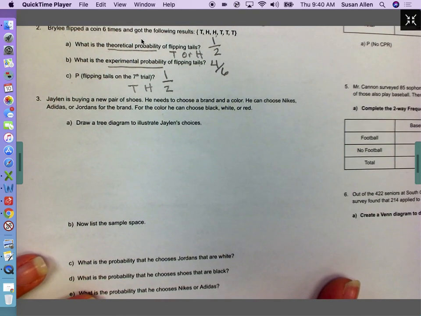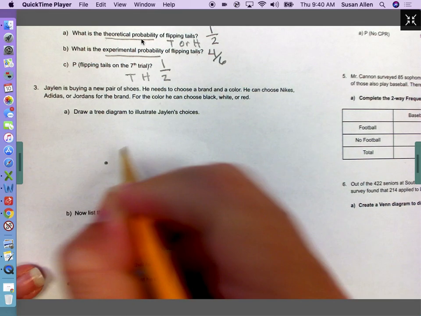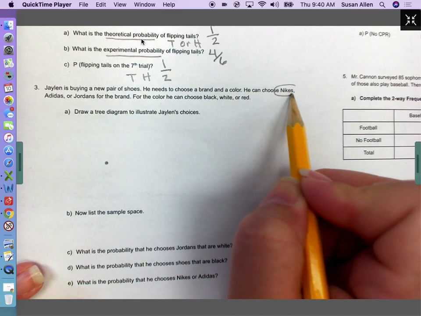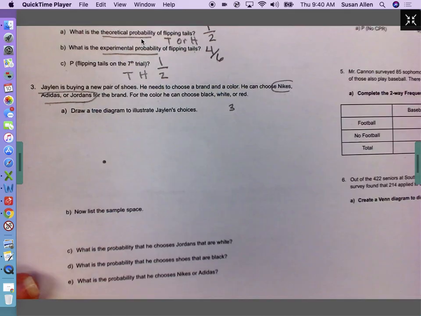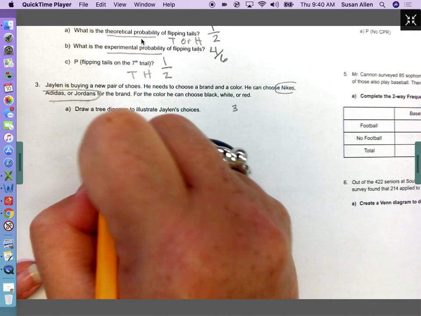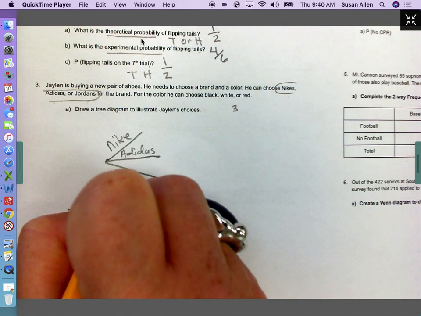Next, it says Jalen is buying a new pair of shoes. He needs to choose a brand and a color. He can choose Nikes, Adidas, or Jordans for the brand. For the color, he can choose black, white, or red. When you make a tree diagram, we should see only one tree. I always start with a point and draw branches to represent all the outcomes of the first choice. Since his first choice is brand and he can choose from Nikes, Adidas, or Jordans, he has 3 choices to choose from, so I'm going to draw 3 branches and label 1 Nike, 1 Adidas, and 1 Jordans.